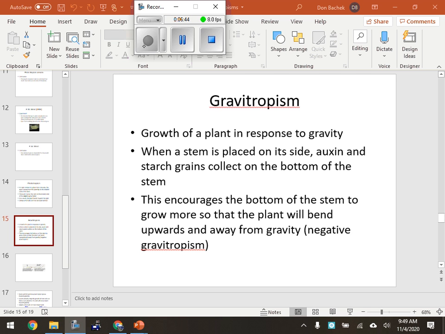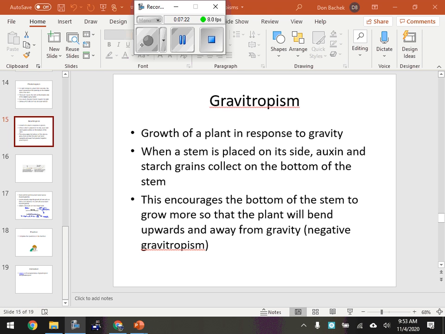But the reason it goes against gravity is because all the auxin and starches get pulled to the bottom, which basically causes those cells to elongate, and then it starts to bend up towards the sun. We call this negative gravitropism because it goes away from gravity, right? Gravity's pulling down, and the plant is growing up. So we need to know that as well. That's the second type. So like I said before, we're going to look at phototropism and gravitropism. Light and gravity.